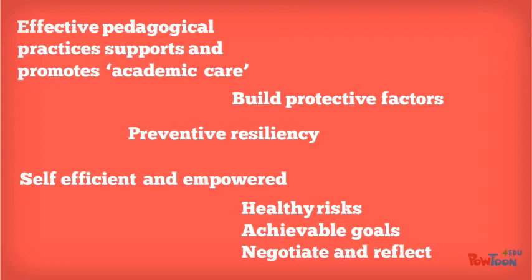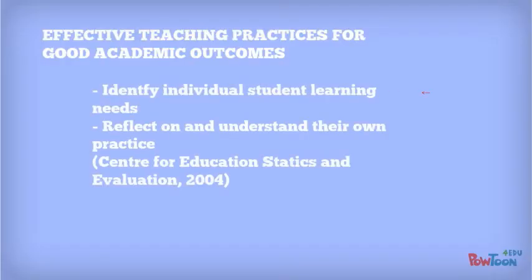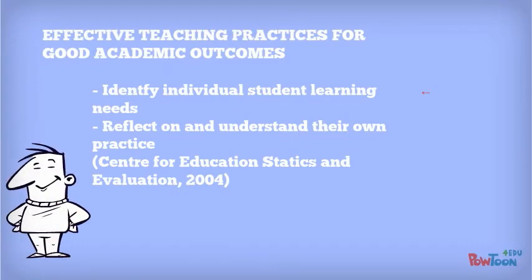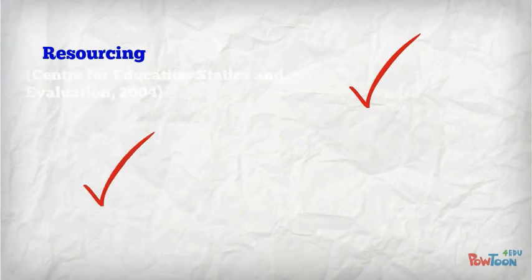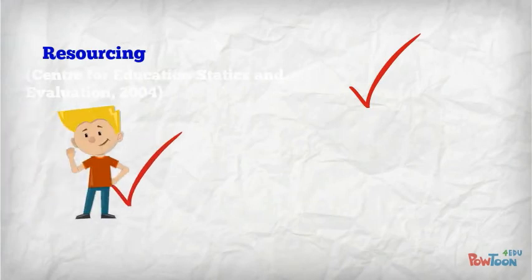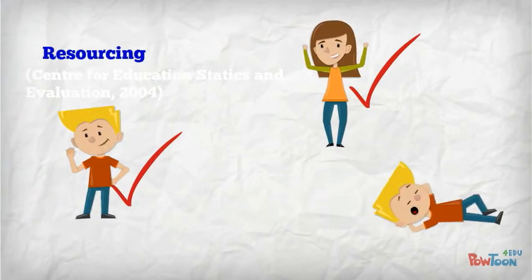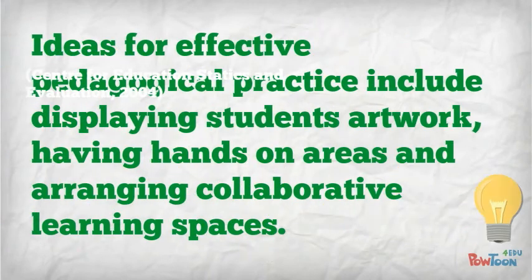Effective teaching practices for good academic outcomes occur when teachers are able to identify individual student learning needs and adapt their practice to respond to these needs. It also occurs when teachers are able to reflect on and understand their own practice and how this is affecting student achievement. Effective teaching practices rely on teachers being able to competently select and use high-quality resources, such as IT devices and age-appropriate games. Teachers need to be aware of the design of the classroom. Students learn best when the classroom is a happy, supportive and engaging place.